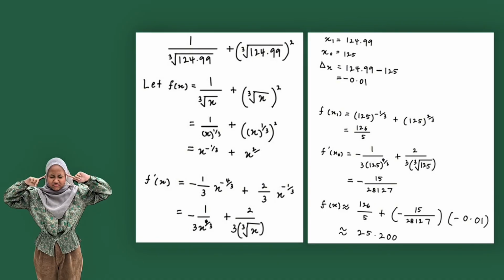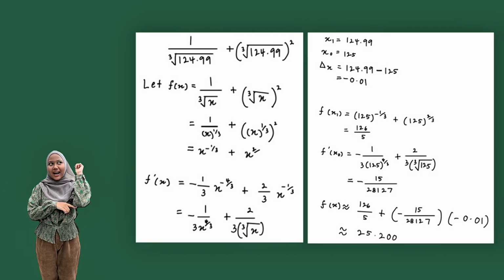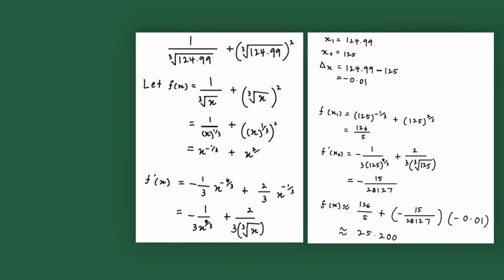f(124.99) is approximately 25.2 plus negative 15 over 28,127 times negative 0.01, and the final answer we get is 25.200.